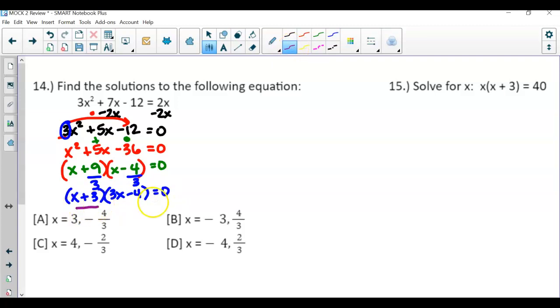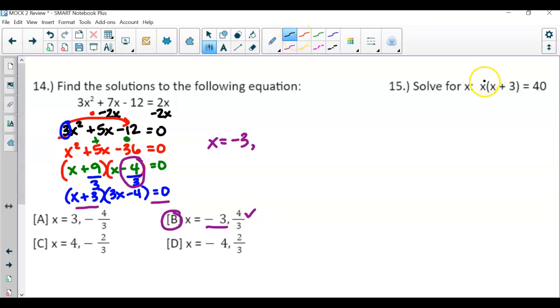If x plus 3 is equal to 0, then that means x is equal to negative 3. So I can already tell from my test taking strategies that my answer has to be B, because that's the only one that has negative 3. But also notice, remember that little shortcut, I could use the fraction here. So if it was negative 4/3, then I need positive 4/3. So it checks out.